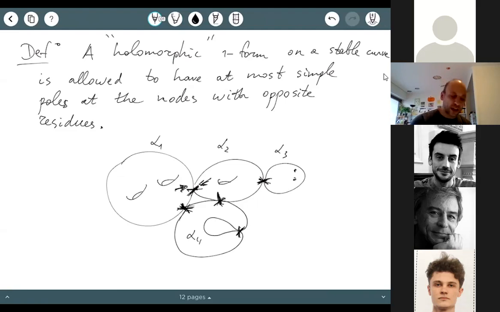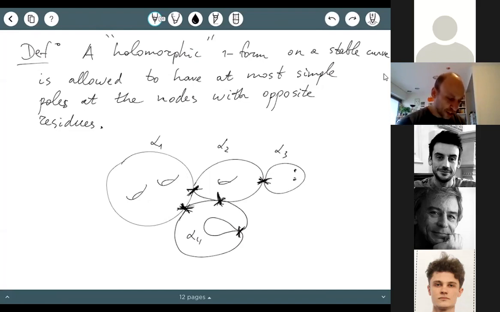And this condition comes from the fact that if I smooth out the node, I want to be able to glue alpha one and alpha two together into a unique one form. And then the residue at the node will actually be the integral over this loop. And so the integral over these two loops should be the same, because if I smooth out the node, the two loops become homologous to each other. So the integral should be the same.